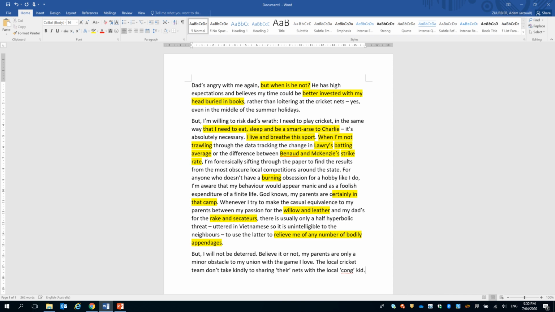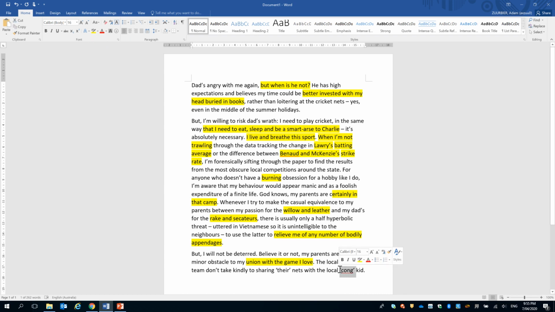Kid. Okay. So I'll not be deterred, meaning that he's not going to be put off. He loves the game and he doesn't care what his parents have to say to it. And then he says, believe it or not, my parents are only a minor obstacle to my union with the game I love. Okay, so there's a metaphor. Okay, so his union, like his marriage to the game he loves, his connection with the game he loves. The local cricket team don't take kindly to sharing their nets with the local Kid.